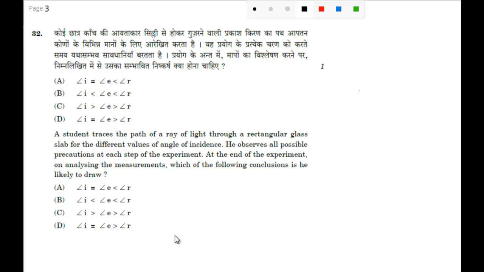Dear students, let's discuss question number 32. A student traces the path of a ray of light through a rectangular glass slab for different values of angle of incidence. He observes all possible precautions at each step of the experiment. At the end of the experiment, on analyzing the measurements, which of the following conclusions is he likely to draw?